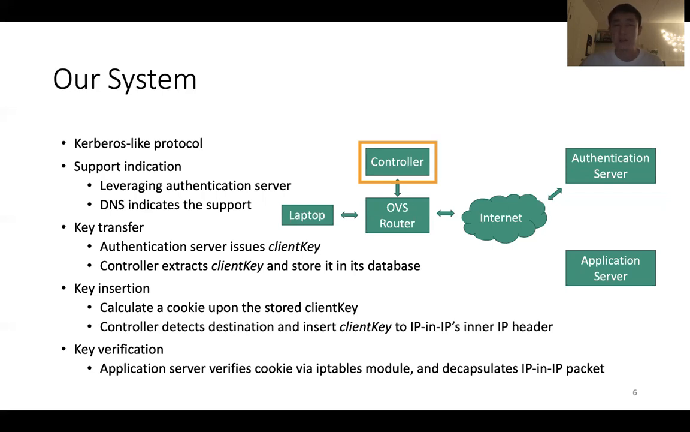When the client sends a request to the application server, similarly, the first packet is elevated to the controller. The controller looks up its database, and if it determines that the client key is applicable, it inserts it into an IP-in-IP packet and sends it out. The application server can use our open source IP tables module to verify the client key, and if it's valid, it decapsulates the packet. If it's not valid, it drops the packet, so the packet never reaches the applications.